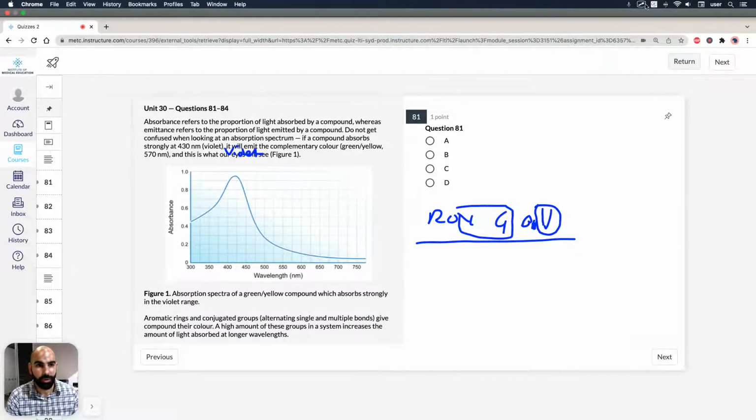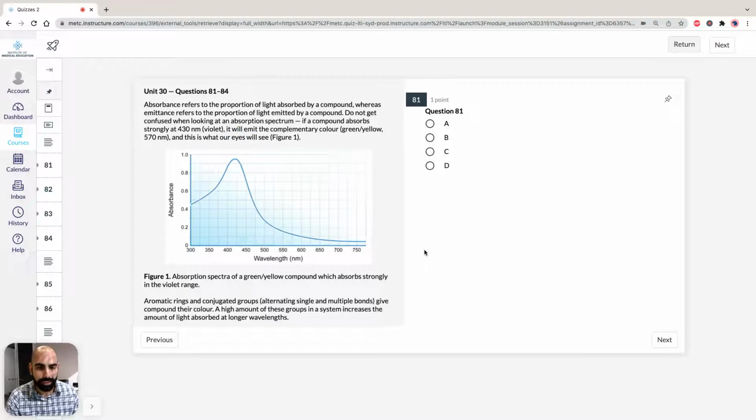So let's jump into question 81 now and see how we go with these questions. The first question has a whole bunch of information giving you an absorption spectra for a specific compound that has a wavelength max at about 420 nanometers, which I've drawn here.